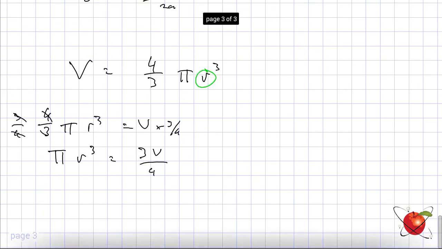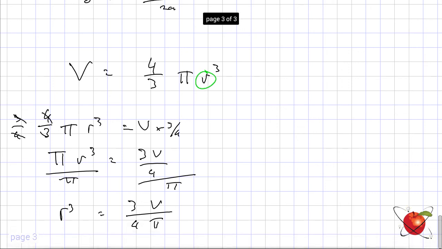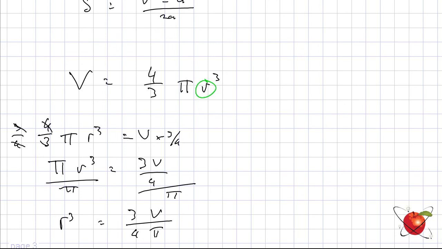The next step, what do we do? I don't want pi. So we divide through by pi. Therefore, r cubed is going to be 3v/4 pi. And lastly, I do not want r cubed. So what do I do? I take the cube root of both sides and I say r is equal to the cube root of 3v/4 pi. All right.